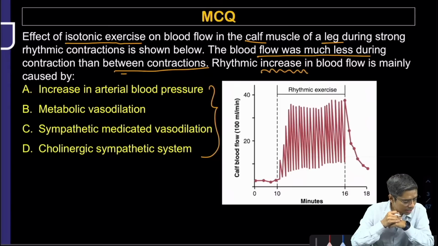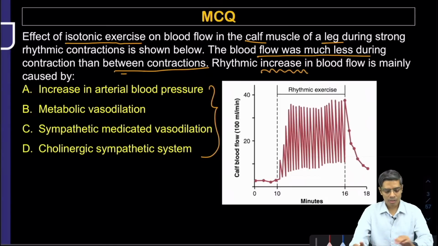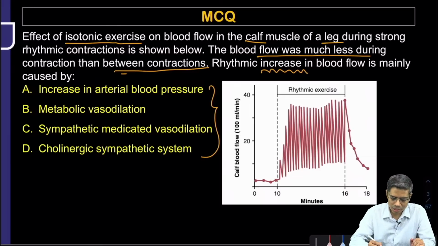So many of you are saying A, many of you are saying B also, okay. Cholinergic sympathetic system is not the answer here, okay. So first look at the curve, what the curve is saying. The curve is saying that there is increased blood flow and decreased blood flow: increased blood flow when the muscle is relaxing and decreased blood flow when the muscle is contracting.